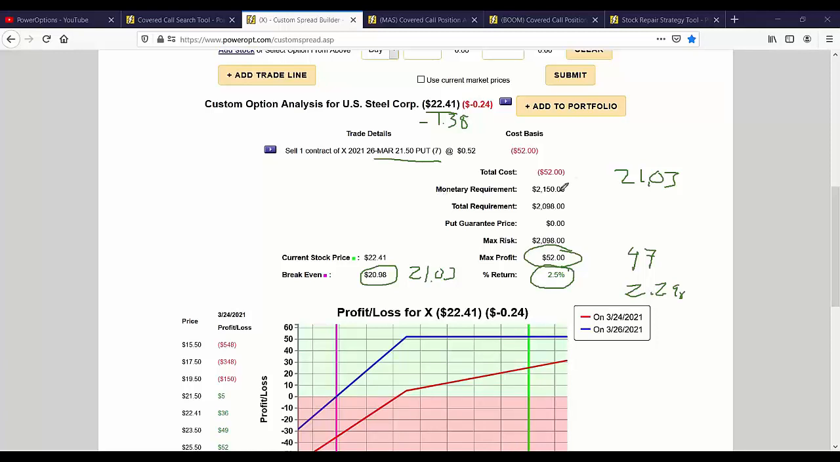Selling an out-of-the-money naked put, the monetary requirement is very similar because you'd have to put up the full 21.50, depending on your broker, of course, to cover the obligation of selling that short put. Just as if I bought the stock at 22.41, got $1.38 for that in-the-money call, have a cost basis around $21, have a margin requirement around $21. Break even, 20.98, 21.03. Max profit made above 21.50, 2.5%, 2.2%. They're effectively parity trades of one another.